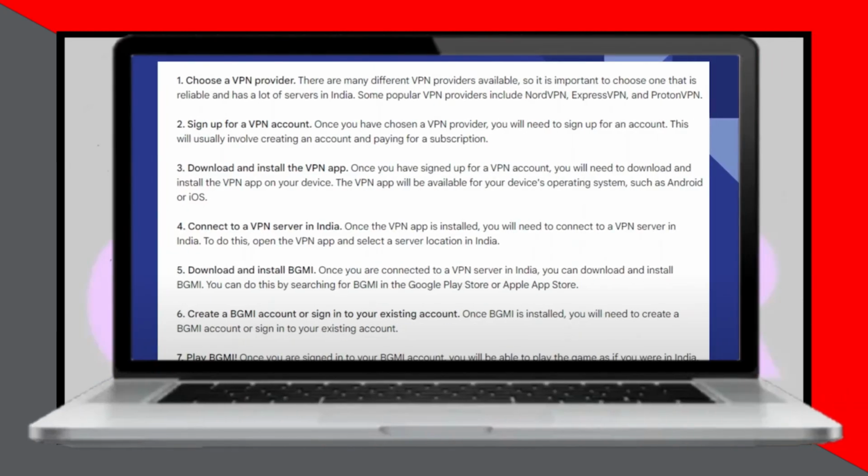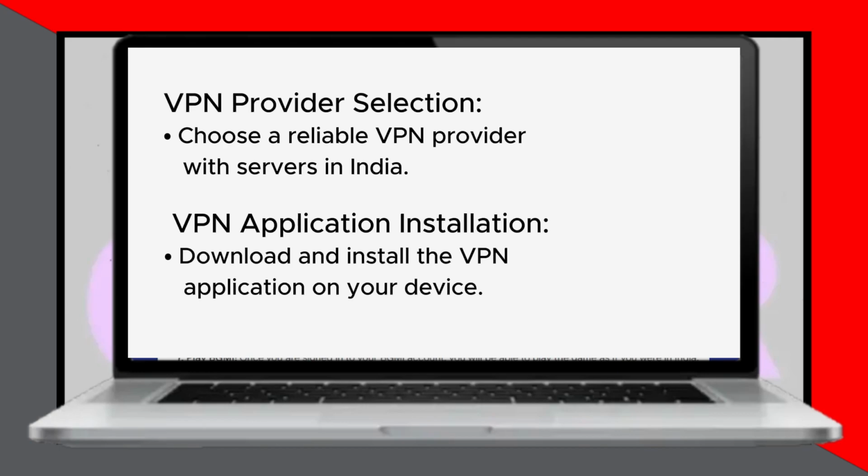Using Bgmi in the UK is incredibly easy. Today I'll guide you through the process. Here's what you need to do firstly. Choose a VPN provider. There are many options available, so it's essential to select a reliable one with plenty of servers in India. Popular choices include NordVPN, ExpressVPN, and ProtonVPN.